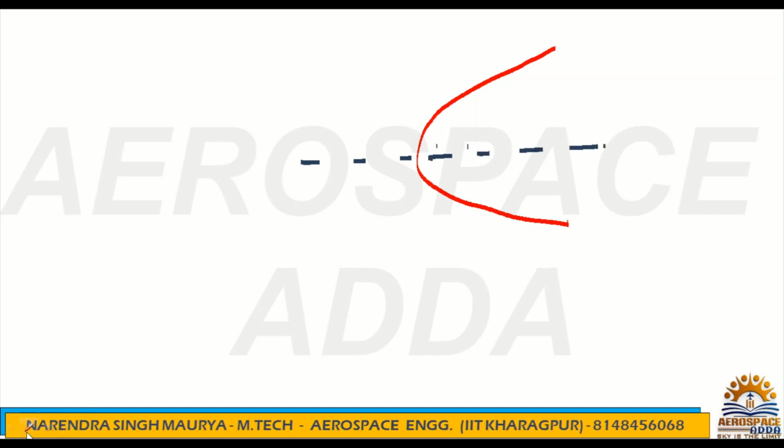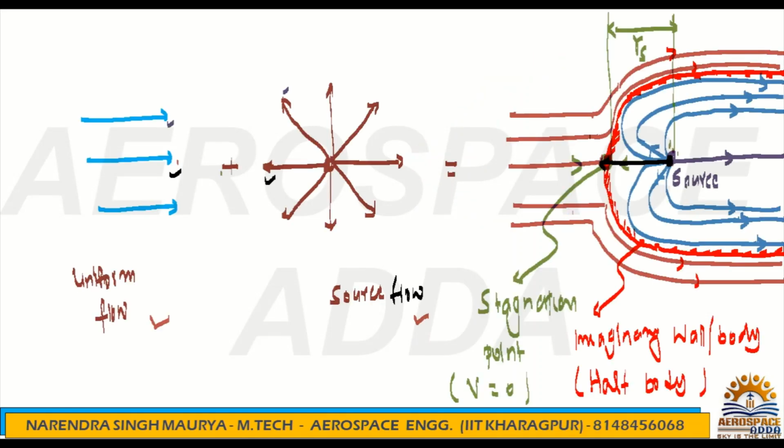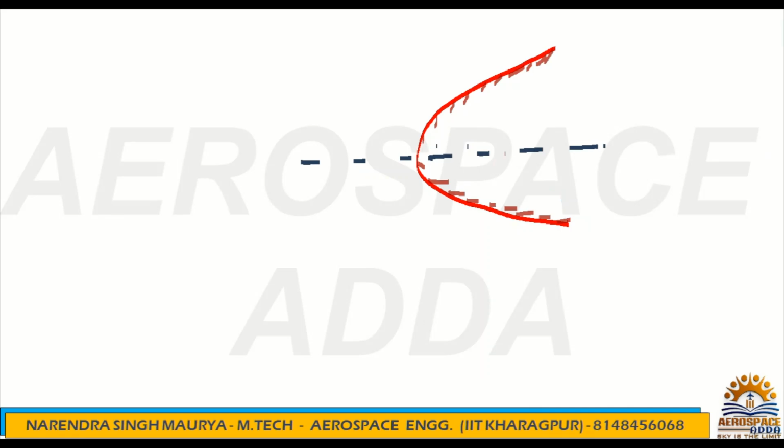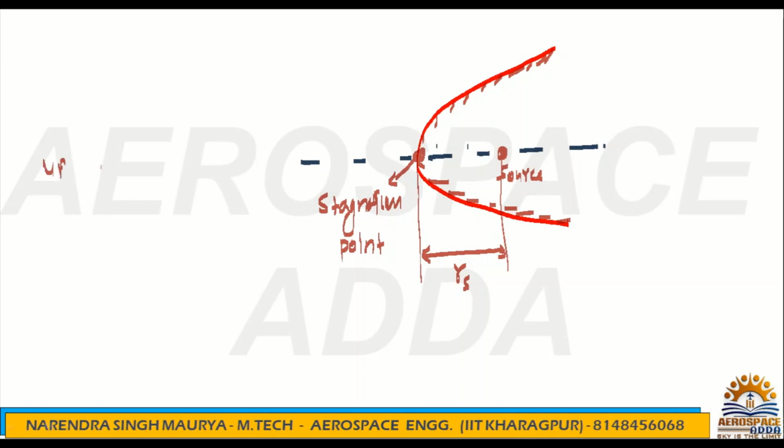Now see this, we have a hash line. This hash line will show you that imaginary body. Okay, it's an imaginary body and the flow is inside. Flow will not go outside, outside flow will not go inside. Obviously, just now here you have seen we have the source somewhere here. This is the source and this is the stagnation point. The distance between the stagnation point and source is nothing but RS. Now, on the rest of this side we have a uniform flow plus source flow.